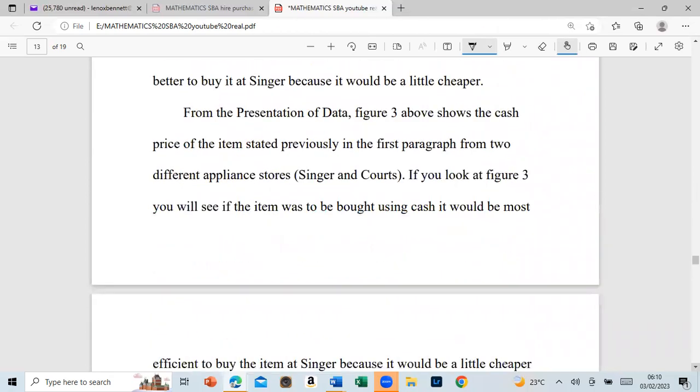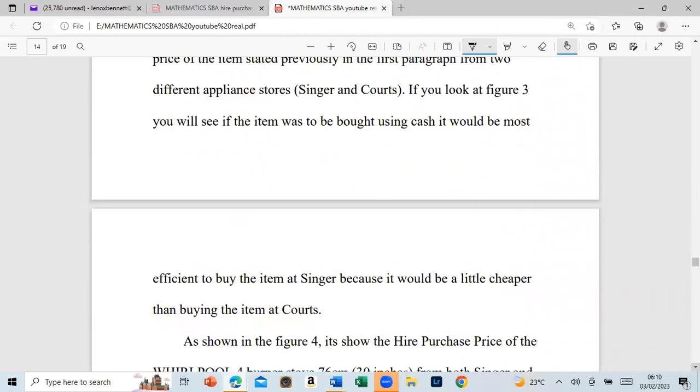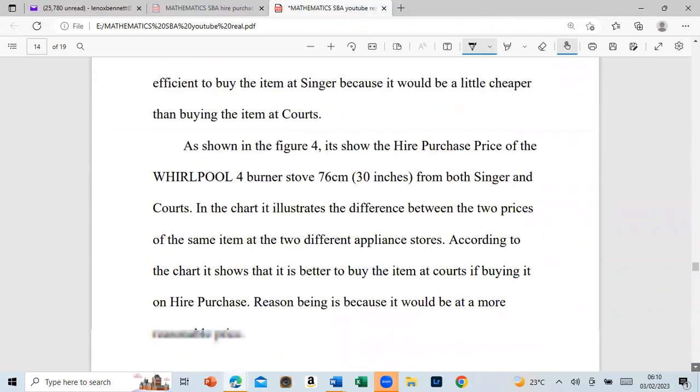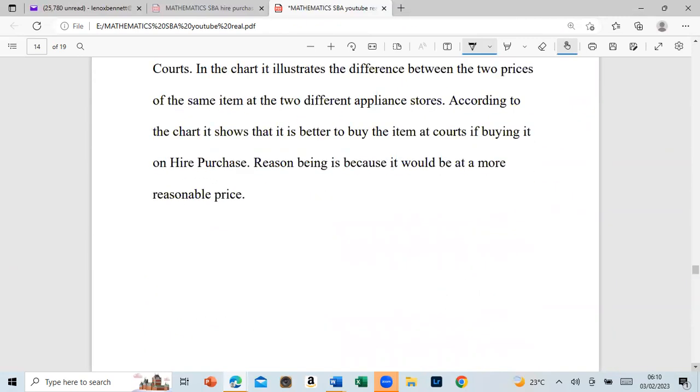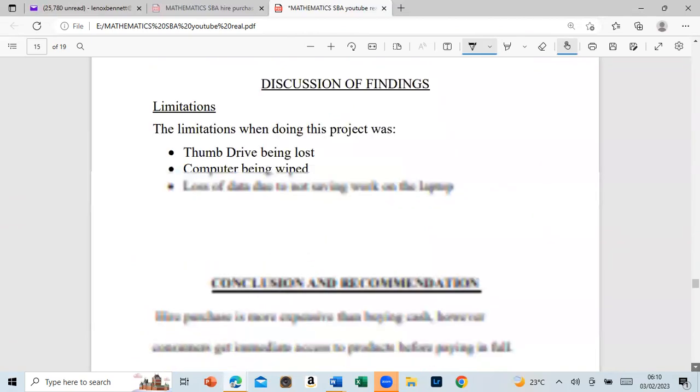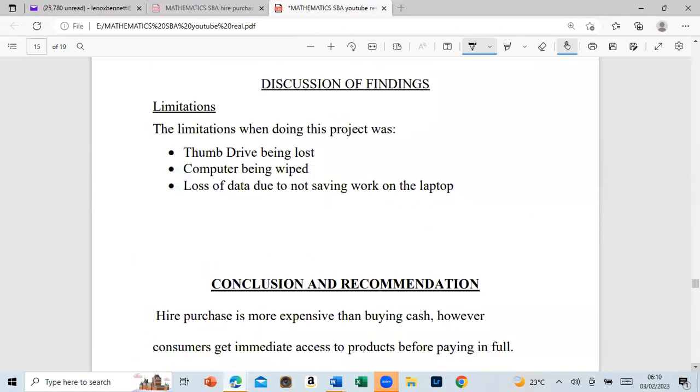I don't want the video to be extra long. And you talk about is it efficient, which one is cheaper, reasonable price, etc. And then you discuss your findings, right? What did you obtain?